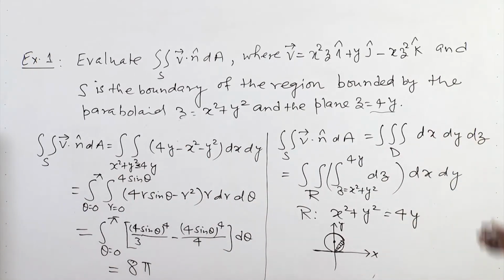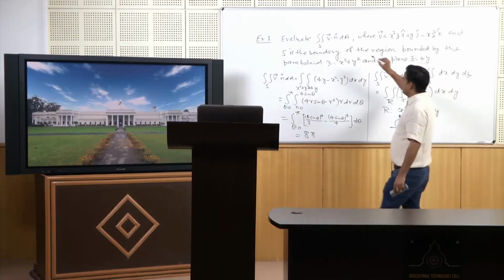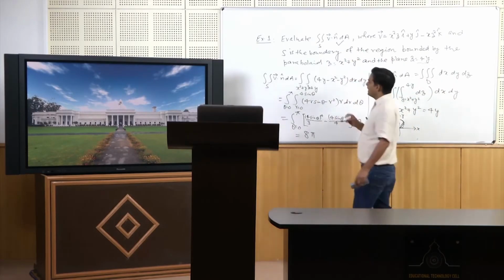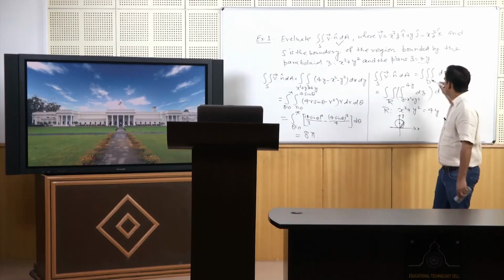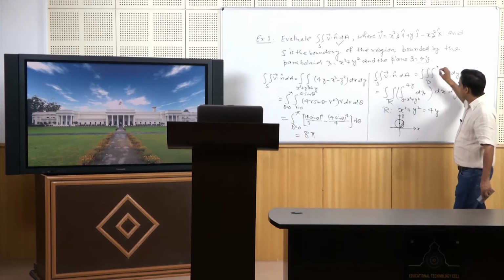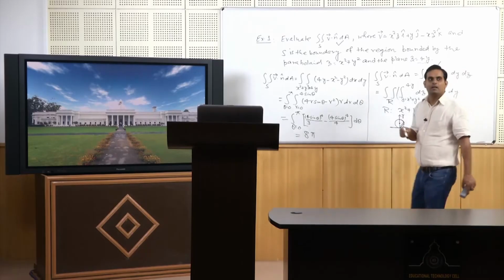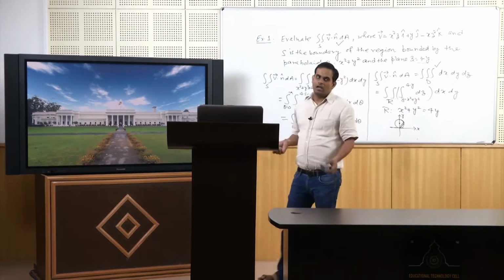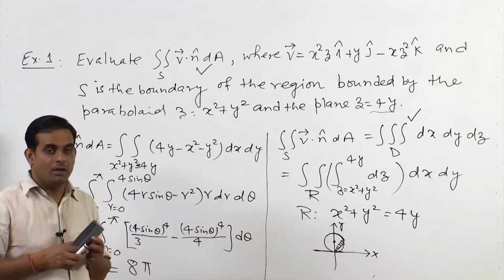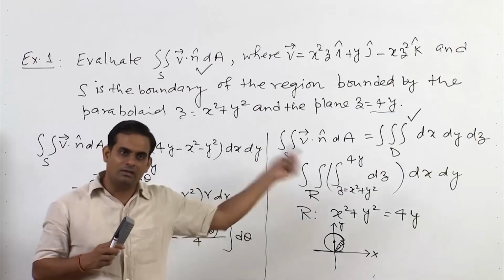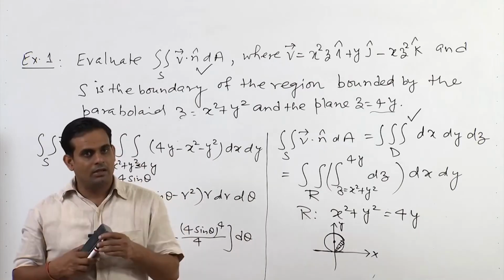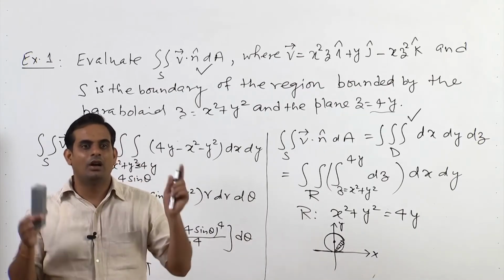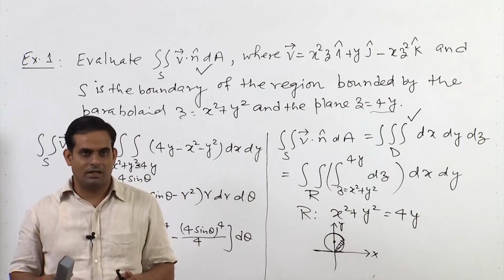So in this way we need to evaluate the surface integral, but by using the divergence theorem of Gauss, what we have done is we have evaluated this surface integral in terms of a triple integral. However, please be careful, we can apply this theorem only when my surface is a closed surface. You cannot apply it on an open surface.